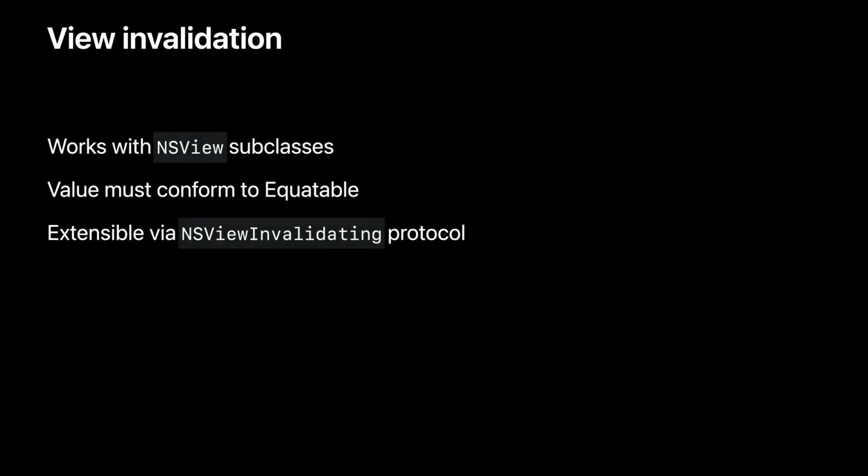Since these invalidations only make sense on views, we've constrained the property wrapper so that it only works on subclasses of NSView. We also require that the value conforms to Equatable. We use this conformance to check for meaningful changes in value before performing a potentially expensive redraw or layout pass. If you'd like to do something custom, you can even define your own invalidation by conforming a type to the NSViewInvalidating protocol.